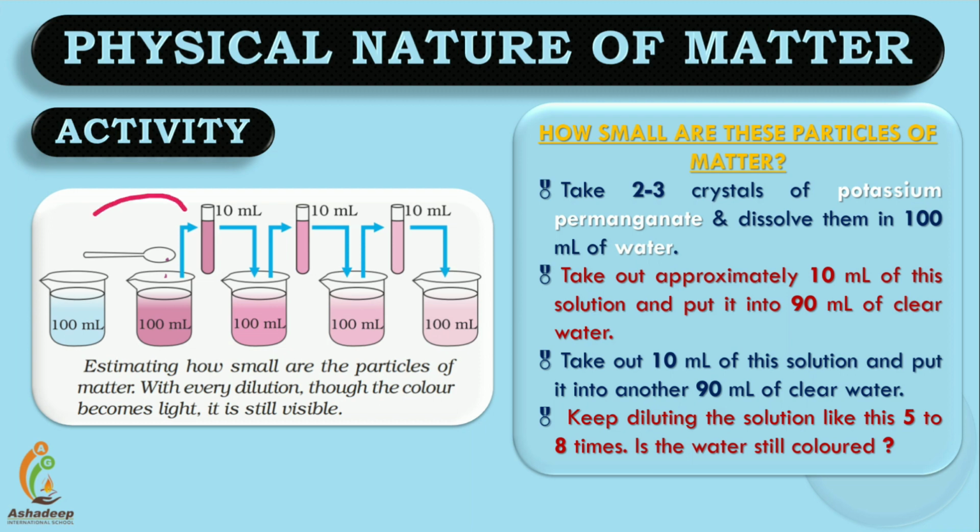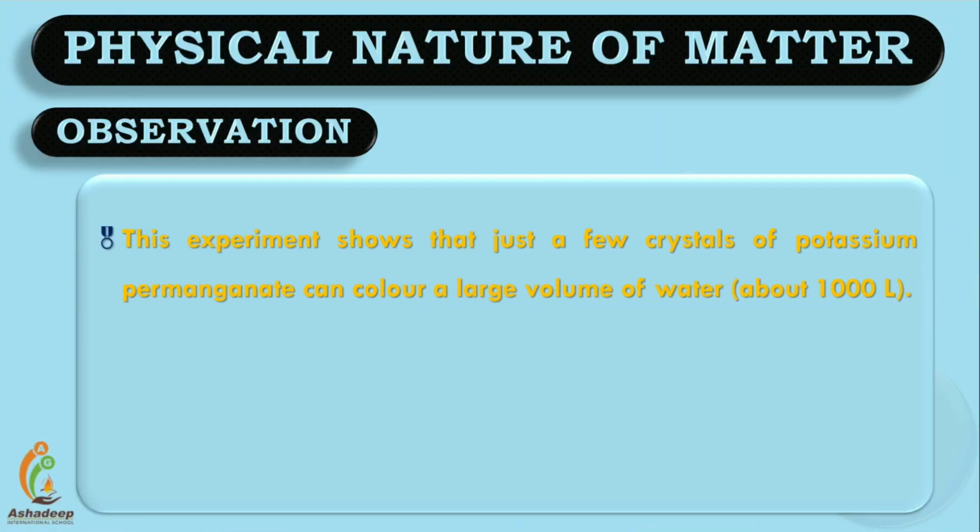Even if you are taking 10 ml from the beaker, imagine a very small amount, and that also has the capacity to color the new water. Now when you take this test tube, it is a little lightish in color, and this also has the capacity to color another beaker. So the overall conclusion of this activity is that matter has particles which are very small.